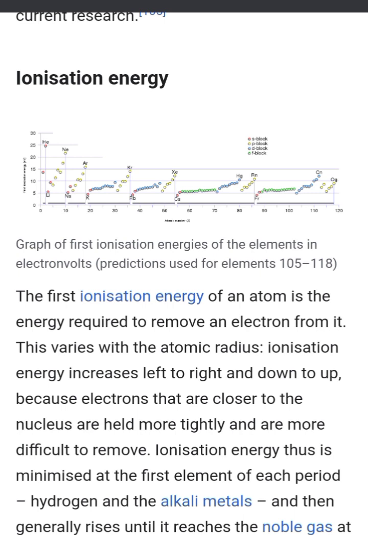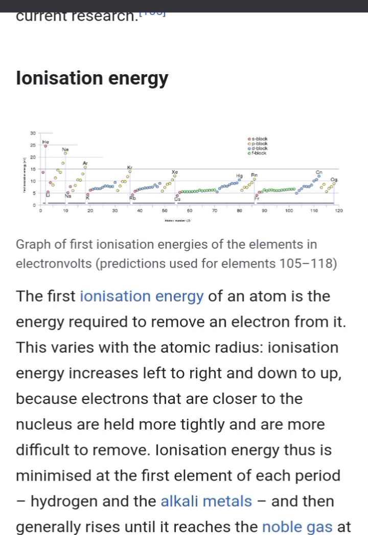So this varies with the atomic radius as well, because when you are moving from the bottom of the periodic table to the top, the atomic radius will be reducing in size. That means the outermost electron will be closer to the nucleus, and it is more difficult to remove electrons that are closer to the nucleus than those that are very far from the nucleus. You just try and check it.